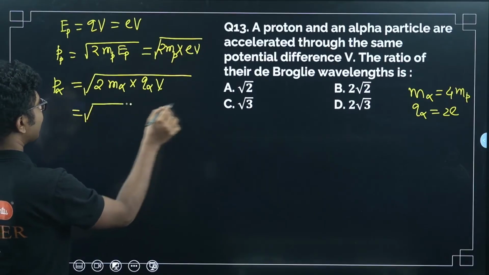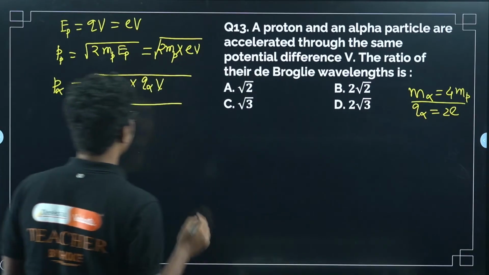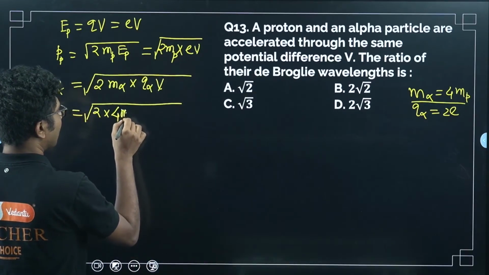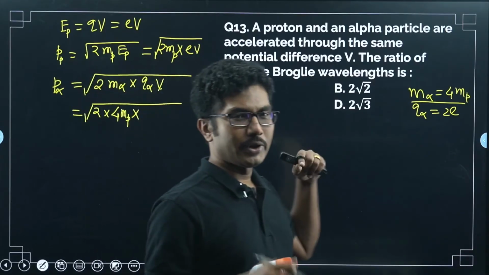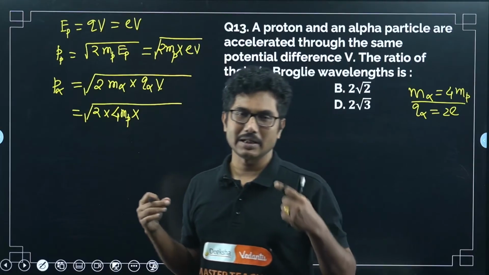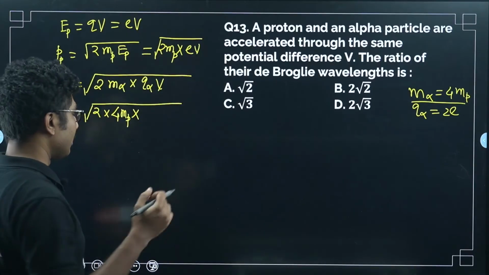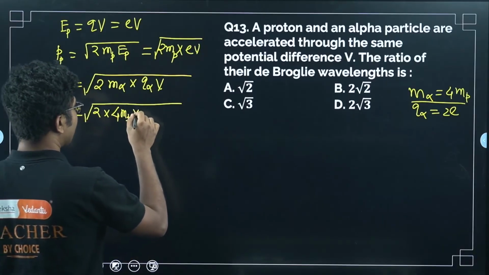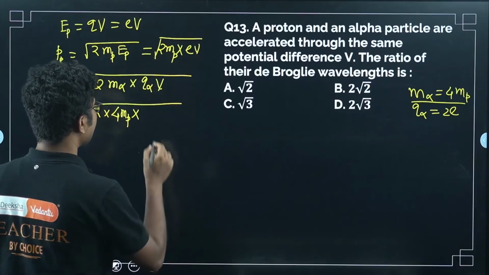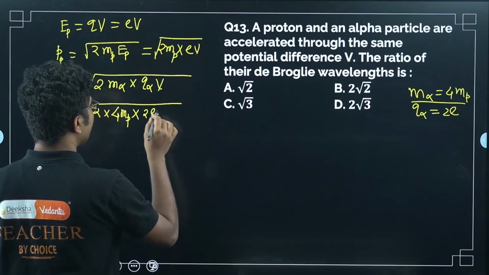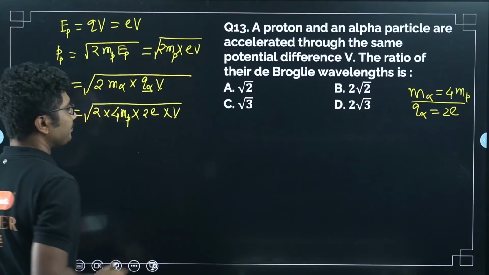So now let us put the values. M alpha is 4 mp. If you are not aware of the alpha particle, we will learn about it in our upcoming chapter, where we do the Rutherford experiment. So this is also a little bit of a mixed concept, but not too much. We can solve it. So q alpha is 2e, times the same potential.